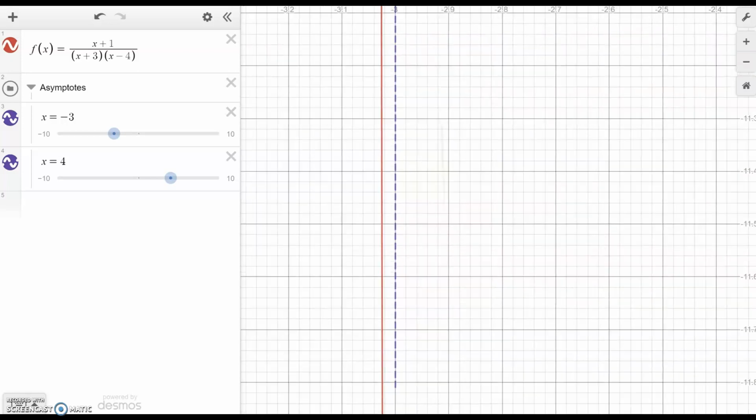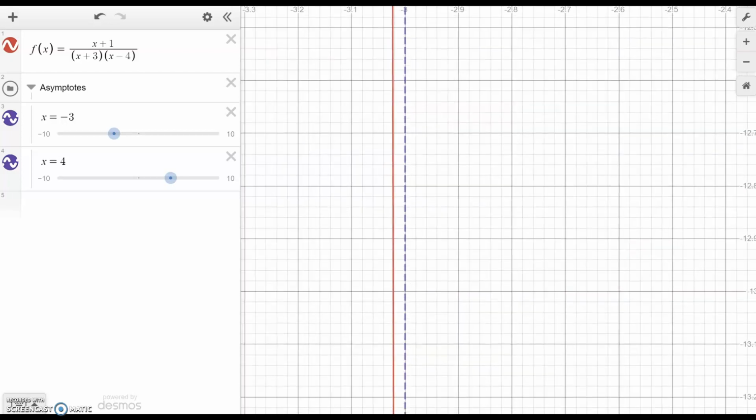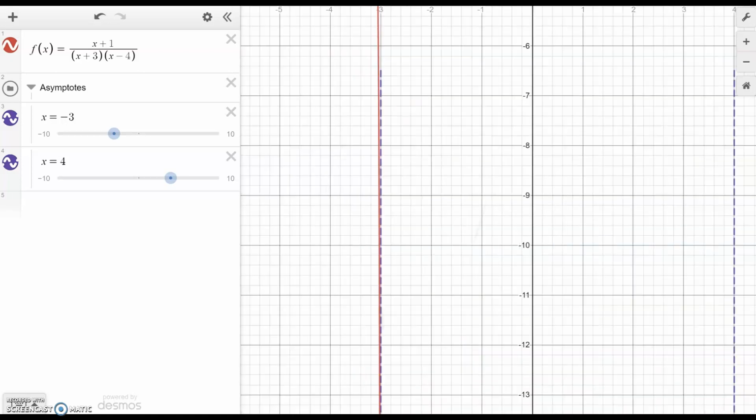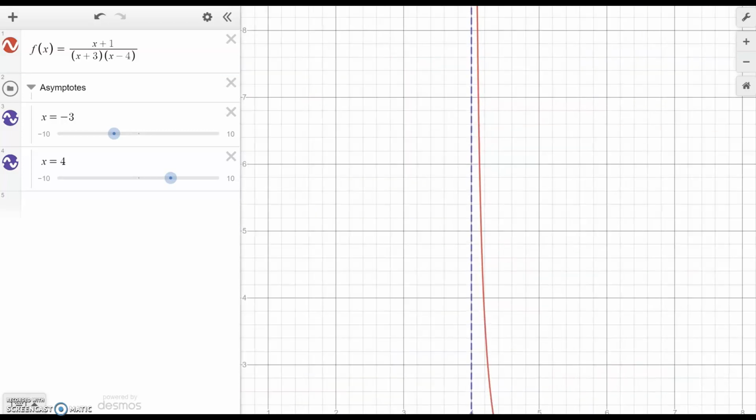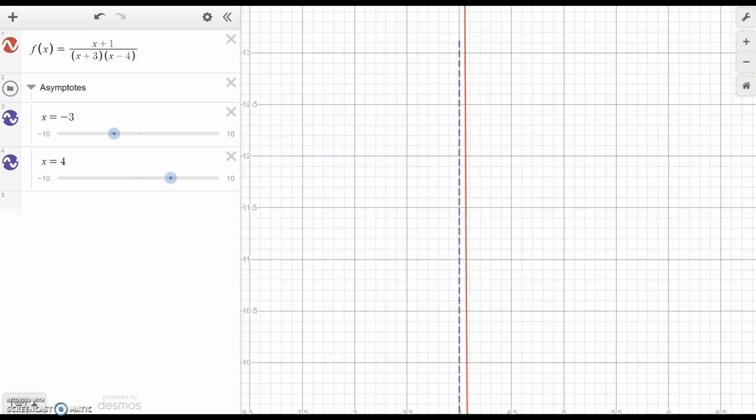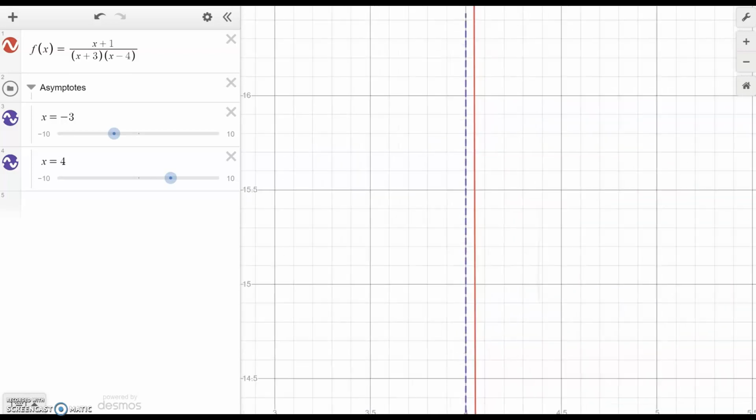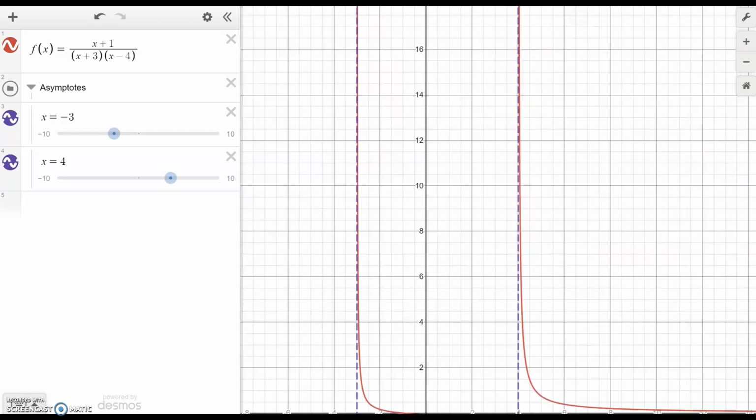It's never going to cross it. And I can keep scrolling and you will see it never touches or crosses that boundary line. And if you don't believe me, I can do it on this side too. So we're getting very, very close to that boundary line. But as I keep scrolling and zooming in, it's never touching it or crossing it.